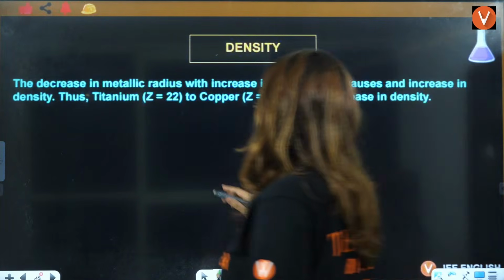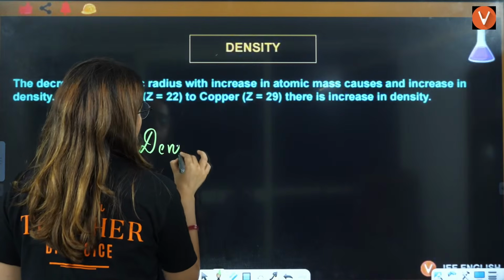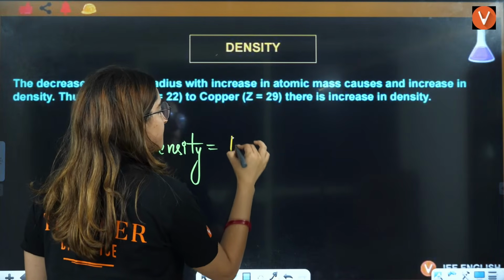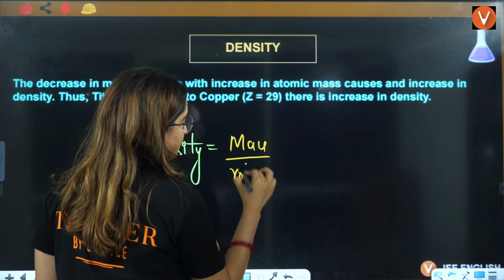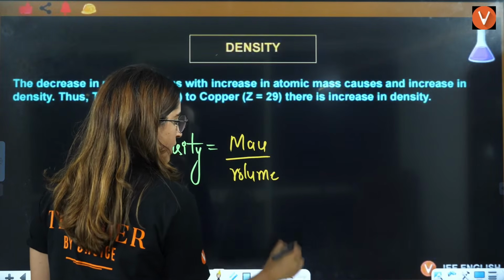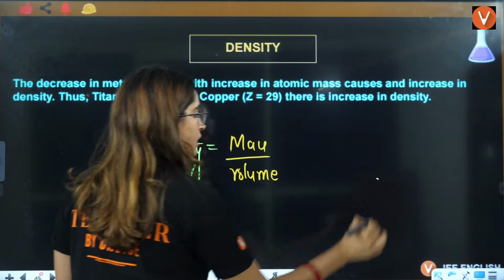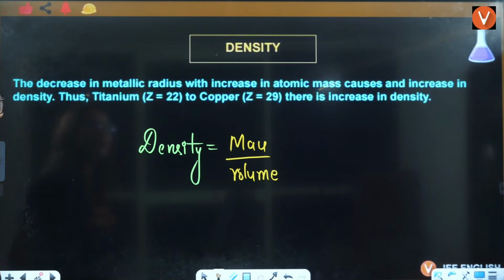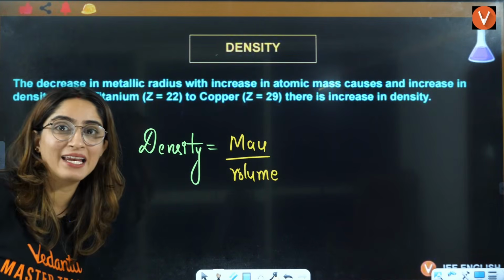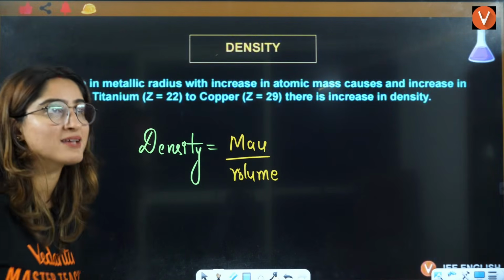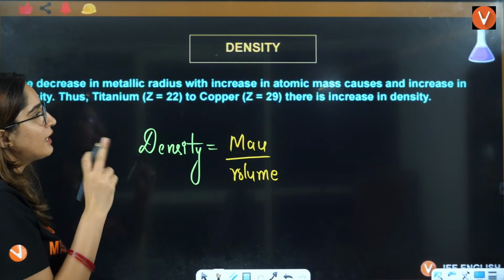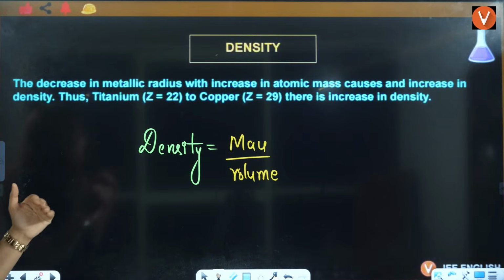Now, next is the decrease in metallic radius. What is density? Anybody in the chat box? Density is equal to mass by volume. Now if you see here, there is a decrease in metallic radius with increase in atomic mass. As the atomic mass is increasing, atomic radius is decreasing, and there is an increase in density. Now, why are they saying this?